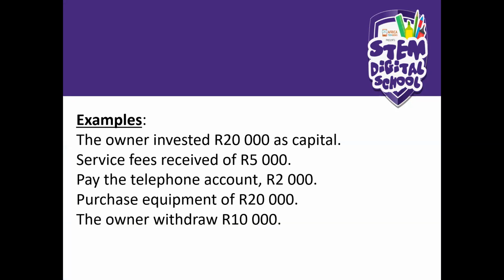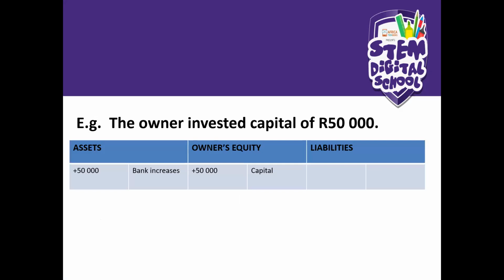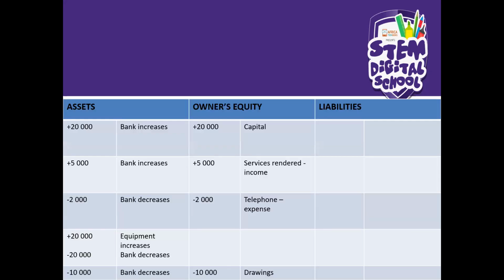Okay, if we look at the next transaction, pay the telephone account 2,000 Rand. So it's about the telephone that we're going to pay. The amount is 2,000 Rand. All right, so let's see how we're going to enter it.